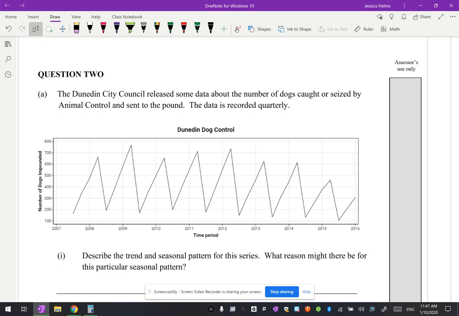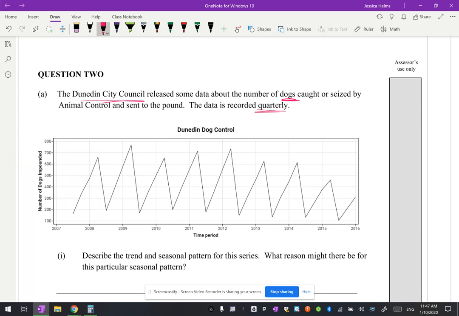This is question 2 of the 2020 endotopic test, so for chance and data. The Dunedin City Council released some data about the number of dogs caught or seized by the Animal Control and sent to the pound. The data is recorded quarterly.